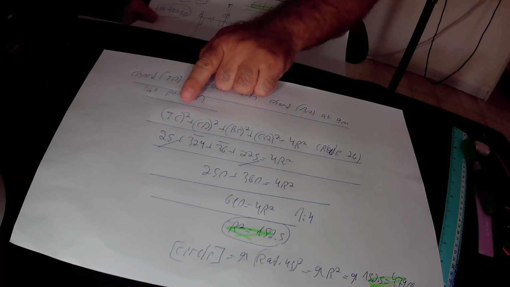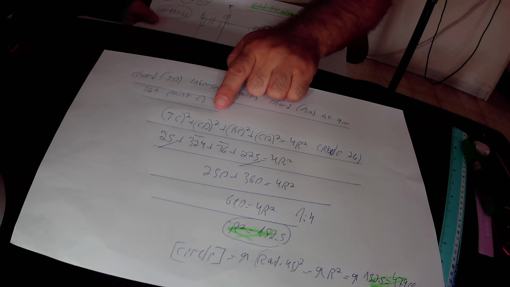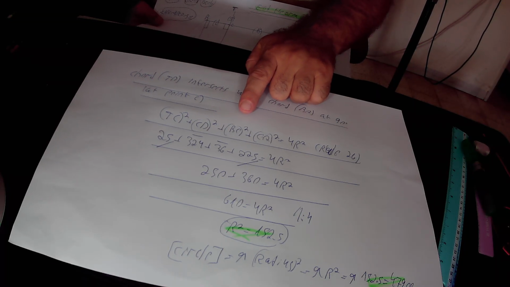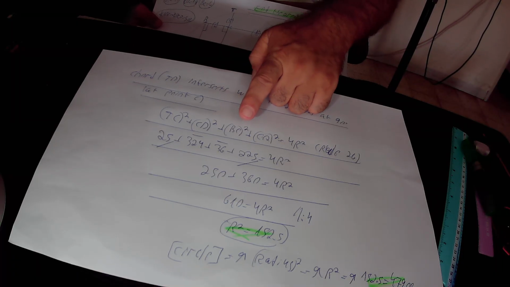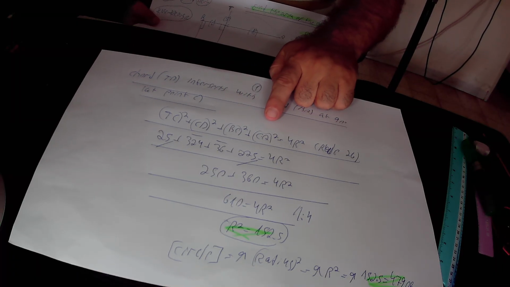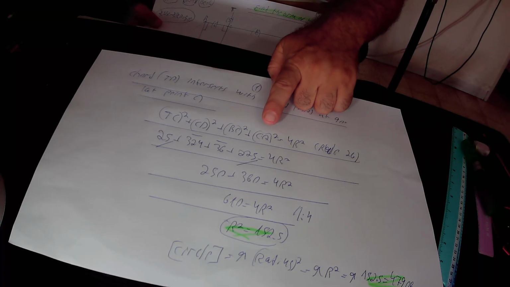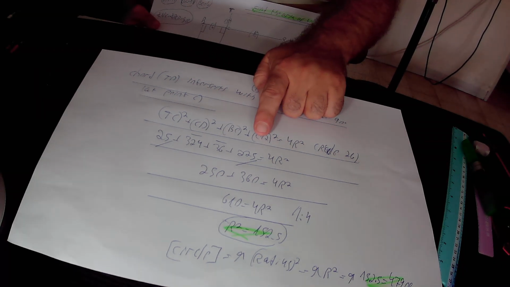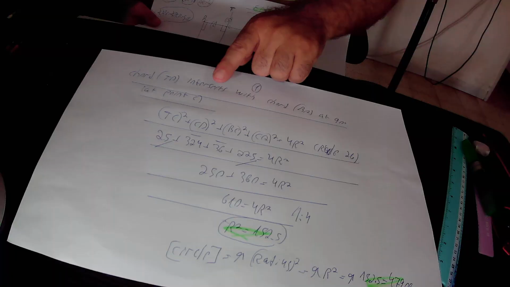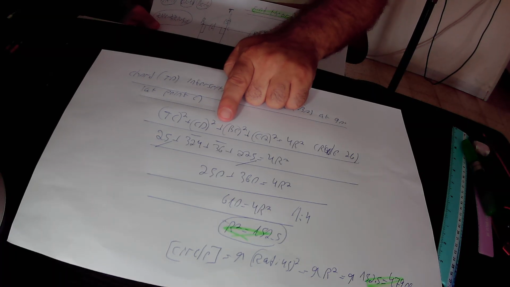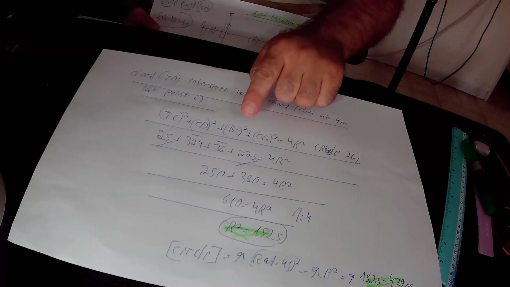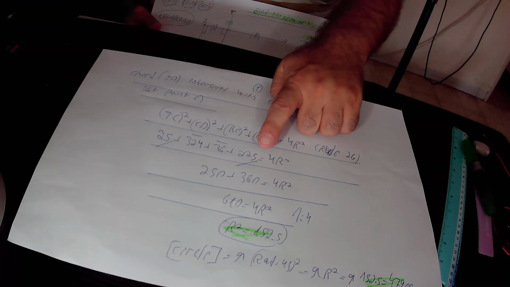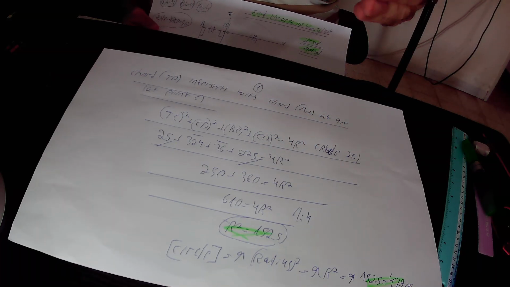TC is 5, therefore TC squared is 5 squared, that is 25, plus CD squared. CD is 18, therefore CD squared is 18 squared, that is 324, plus BC squared. BC is 6, therefore BC squared is 6 squared, that is 36, plus CQ squared. CQ is 15, therefore CQ squared is 15 squared, that is 225, equals 4R squared. 25 plus 225 is 250, and 324 plus 36 is 360. So in total, 250 plus 360 equals 4R squared. 250 plus 360 is 610, so 610 equals 4R squared.